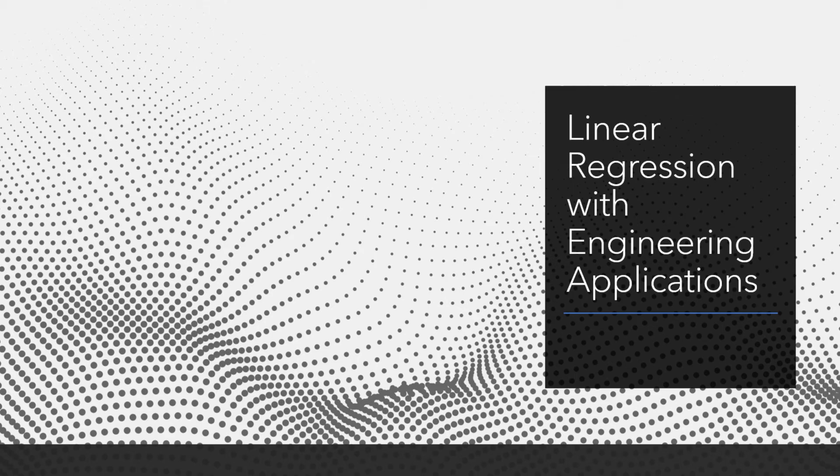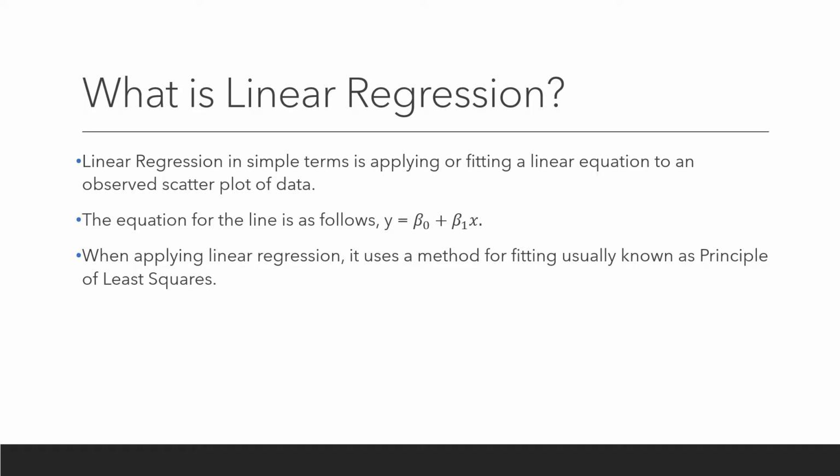Linear regression with engineering applications. So what is linear regression? Well, linear regression in simple terms is applying or fitting a linear equation to an observed scatter plot of data. In other words, it's taking a scatter plot and applying a linear line to it.